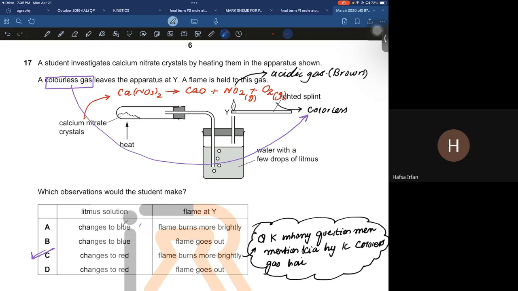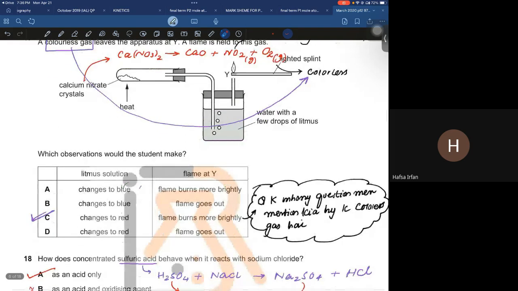So when acid is there, what would be the color of that litmus? Blue to red. So of course, it changes to red. So it may be C, it may be D. And then you have to see the flame at Y, since this is the test for oxygen. Whenever you have oxygen near a flame, the flame burns more brightly, because oxygen helps combustion. Whenever there is plenty of oxygen, the flame burns in a brighter manner. Simple. That's why option C is correct.